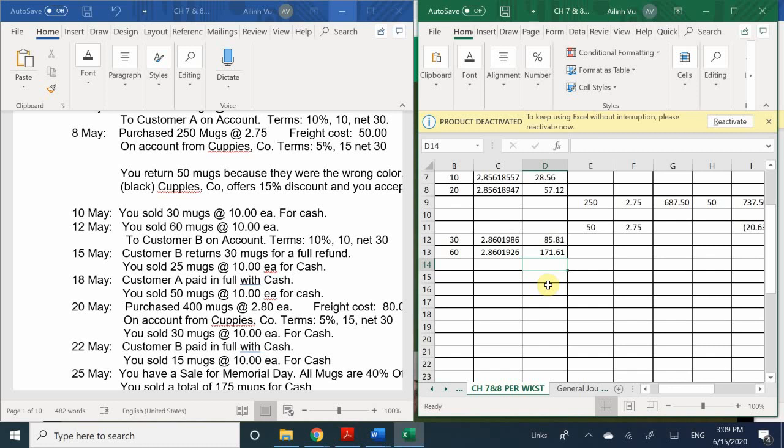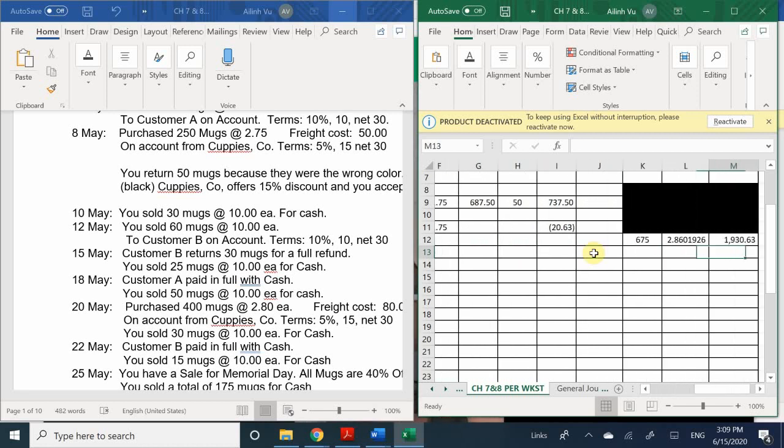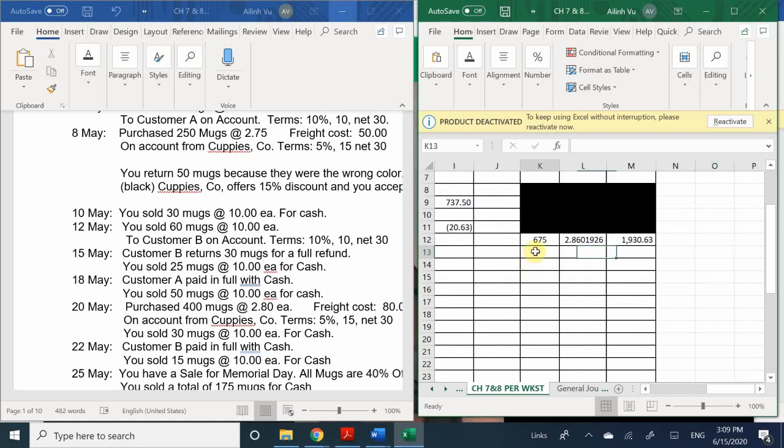Okay. Anybody else get that same answer? Yes. Okay. So now I'm going to go ahead and indicate it. So 171.61. Okay, and we sold 60. So I'm going to come here, I'm going to enter in 675, and I'm going to subtract 60 from that. 615.